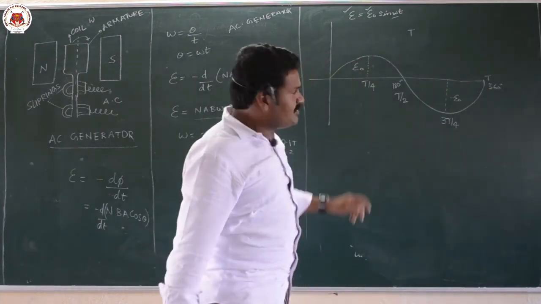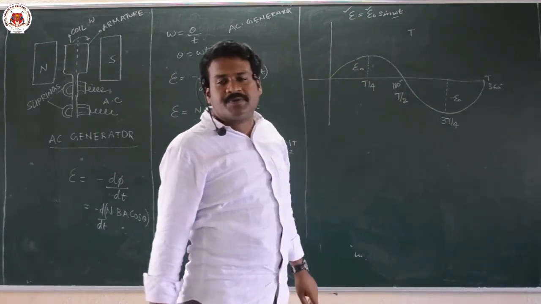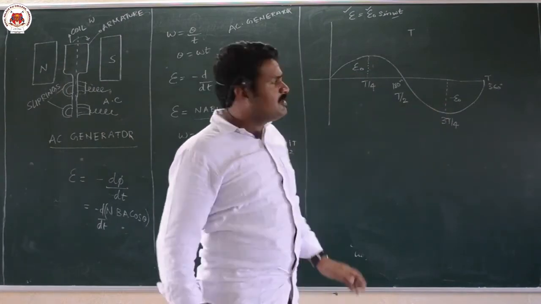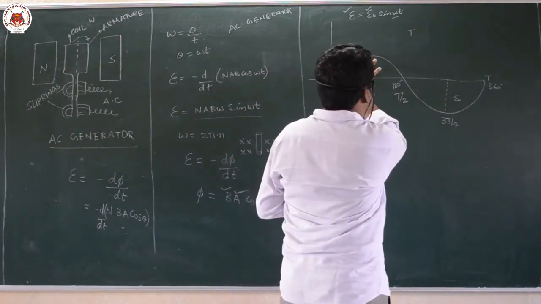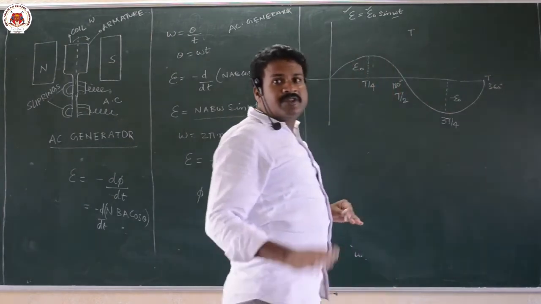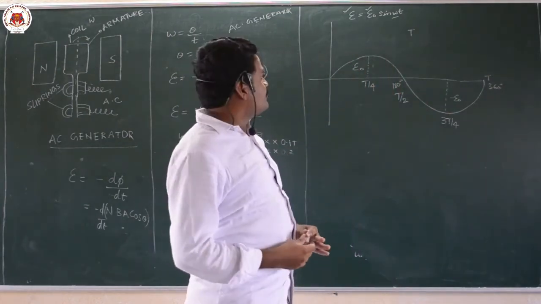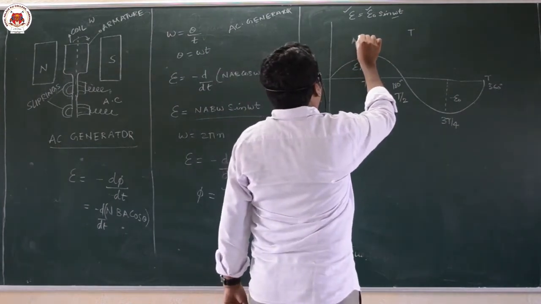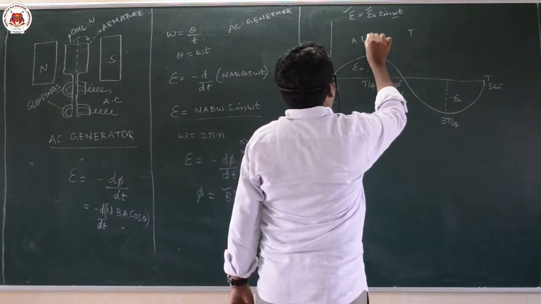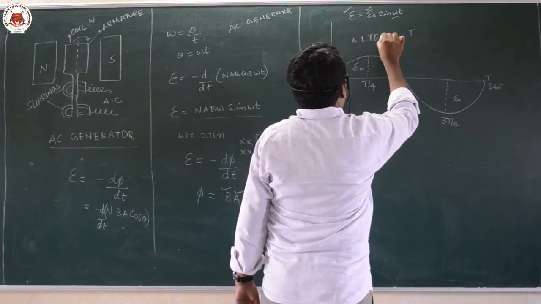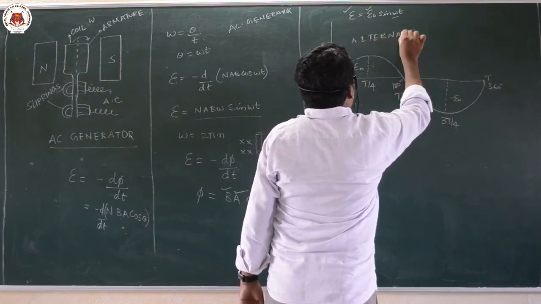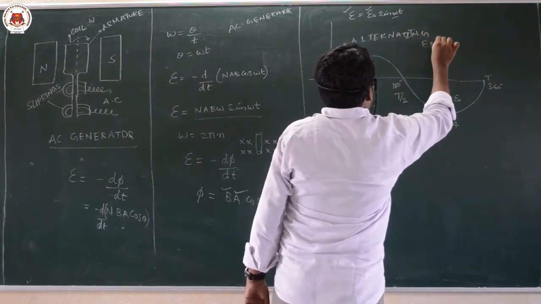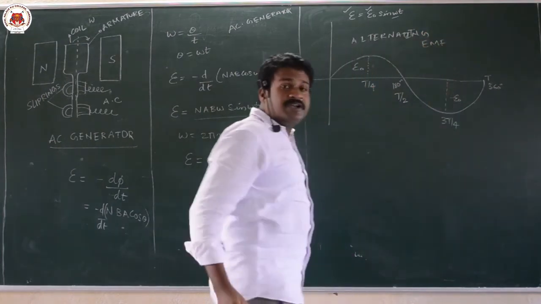So, what is the average value of EMF in the total full cycle? 0. It is plus E naught, minus E naught. So all values you are getting here are counteracted here. They are totally cancelled. So this kind of EMF we call alternating EMF. And this kind of current is called alternating current.